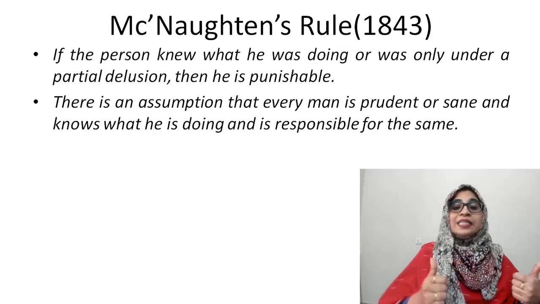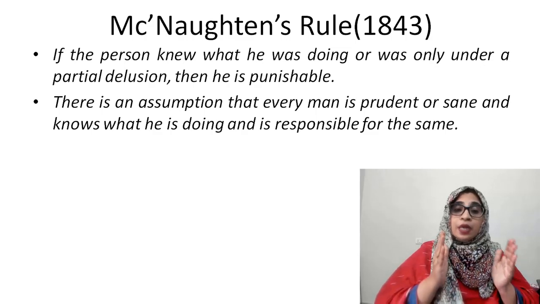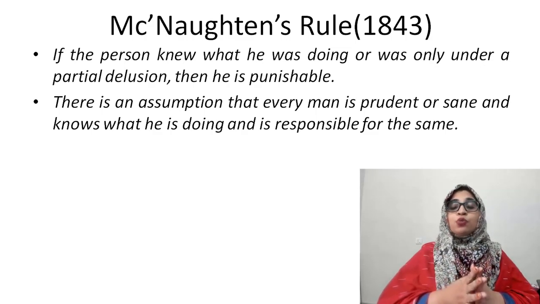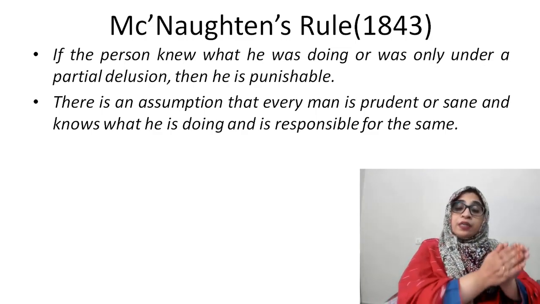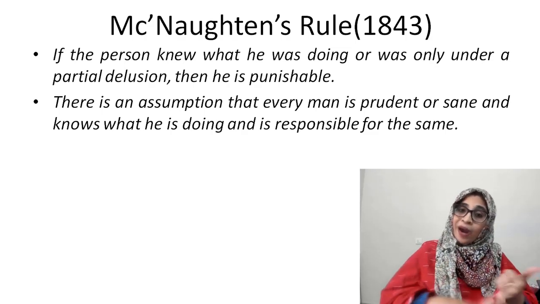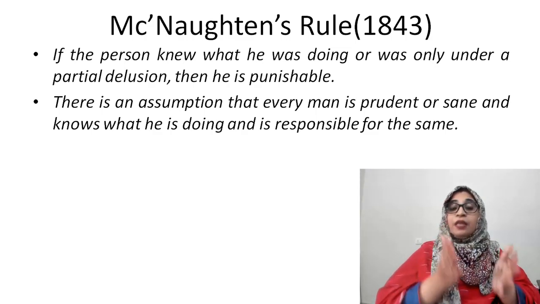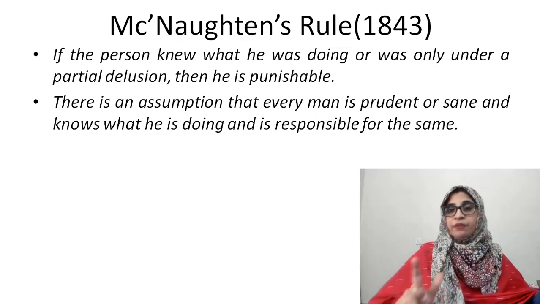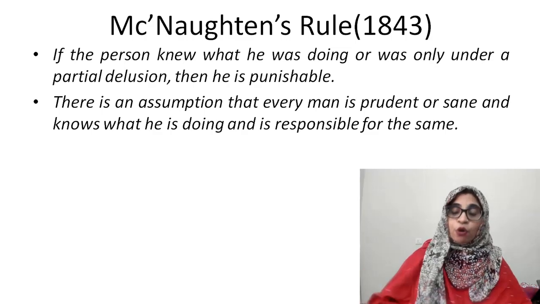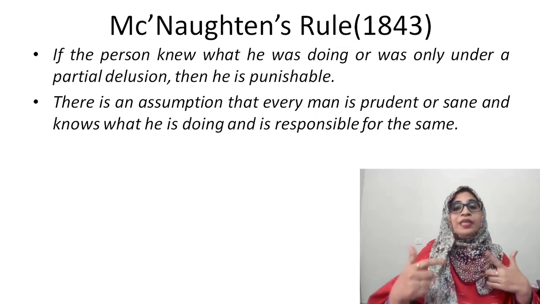Next, there is an assumption that every man is prudent or sane, knows what he is doing, and is responsible for the same. So according to this rule of the McNaughton rules, whenever a case comes to court, we first have to assume that the accused is a sane person. Might be that person is suffering with some insanity, but still during the interrogation we have to assume that the accused is sane, not insane. Later, after the various interrogation, they decide whether that person has insanity or not.